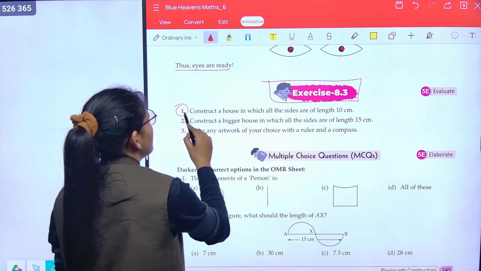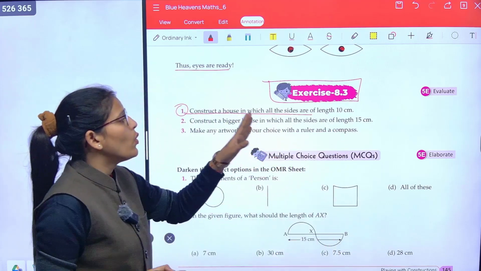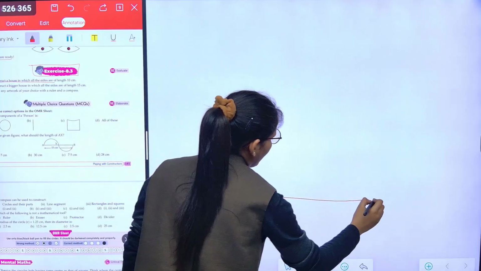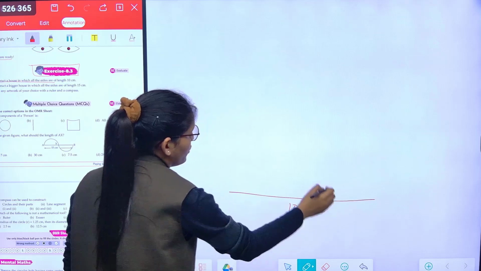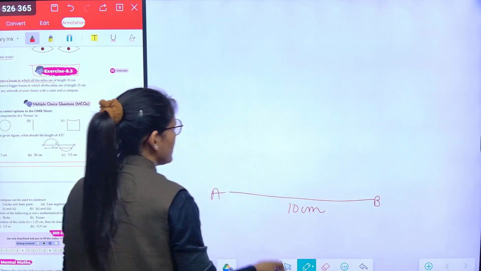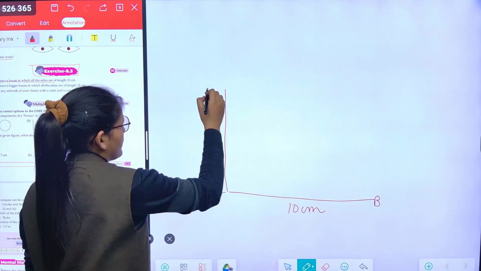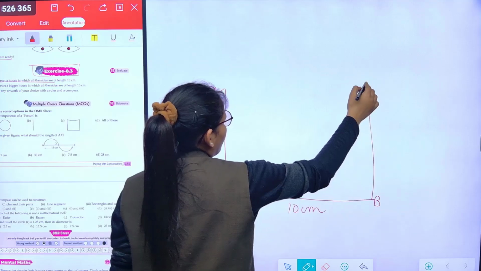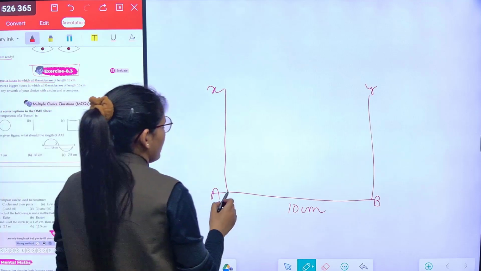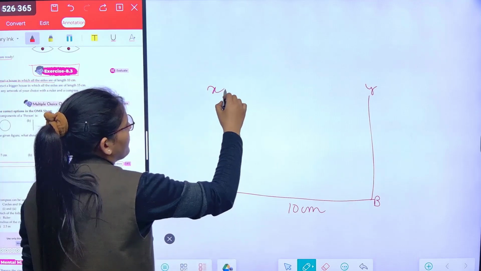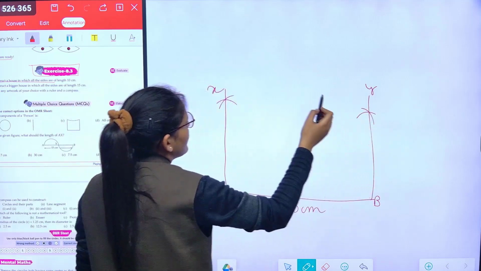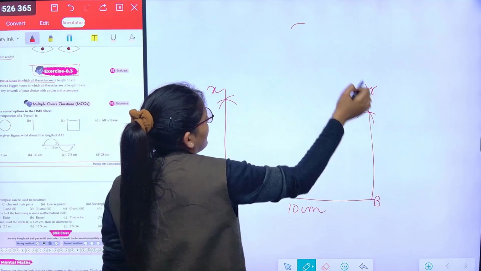Now class, come on exercise 8.3. Question number 1. Construct a house in which all the sides are of length 10 centimeter. Yes, class. Draw a line segment of 10 centimeter with the help of ruler, A and B. Now, class, perpendicular, that is X, that is Y. Then 10 centimeter. Now we will draw an arc from here, 10 centimeter. Understand, class? Now, from here 10 centimeter arc, then here.